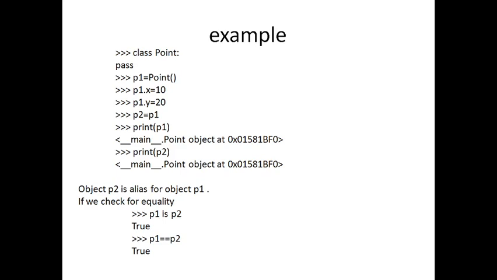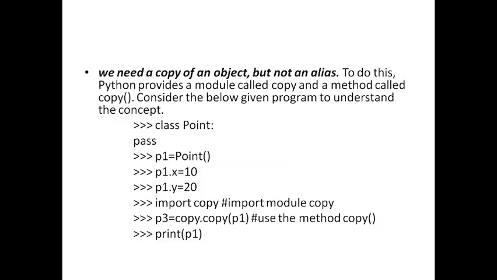it displays the same, in the sense that the memory location they are referring to is the same. Both objects p1 and p2 have the same physical memory. So from this it is clear that object p2 is an alias for p1, not a copy; no new object p2 is created. p2 just refers to the same address space as p1 is using. So p2 and p1 are the same. If you try to check for equality, p1 is p2 will return True, and p1 equals p2 also returns True.